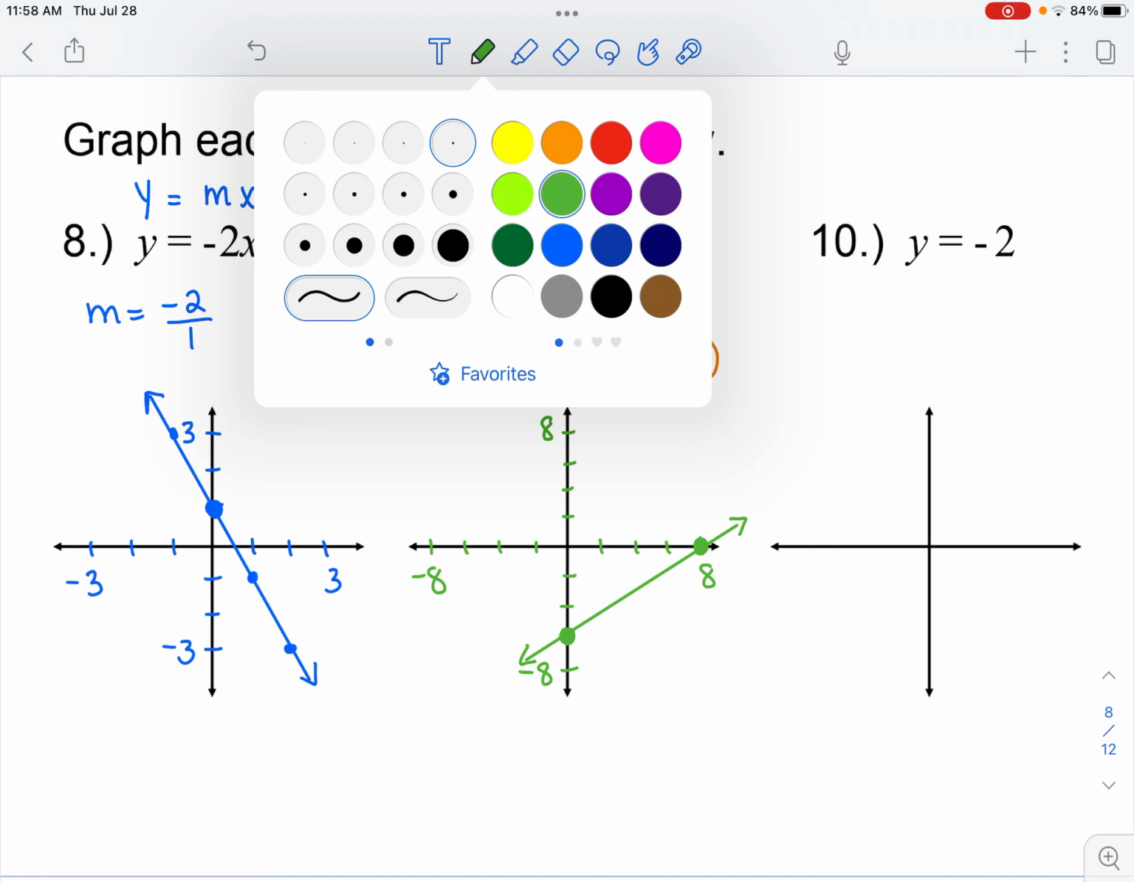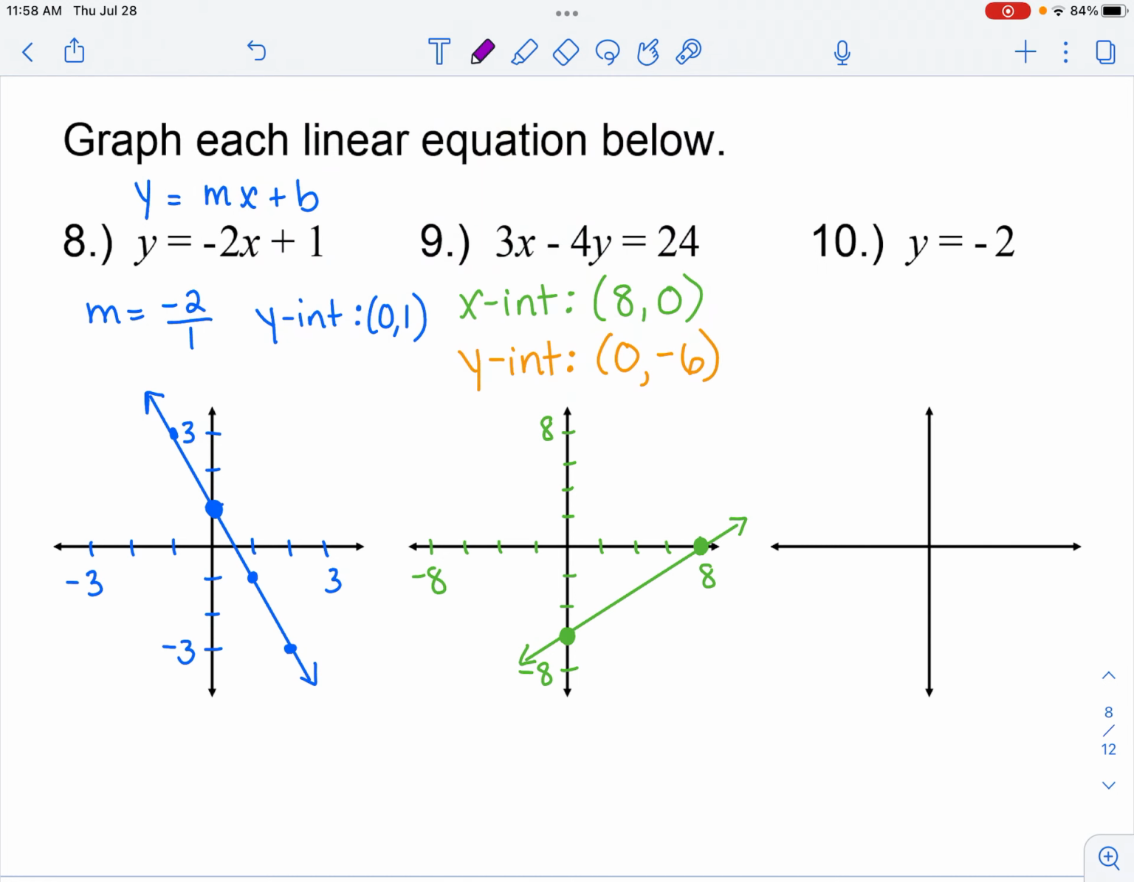All right, this last one over here, y equals negative 2. We talked about when we have y equals a number, well, that's just a vertical or horizontal line. The question is, which one is it? Well, if I look at y equals negative 2, y equals negative 2 is right here, and right here, and right here. All of these points have a y value of negative 2. So this is actually going to be a horizontal line.